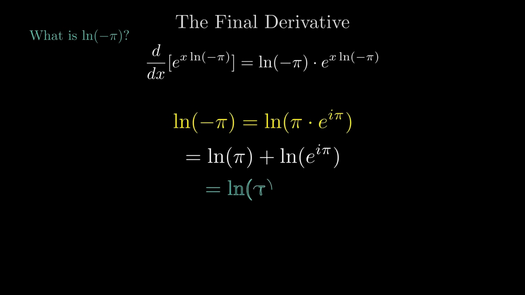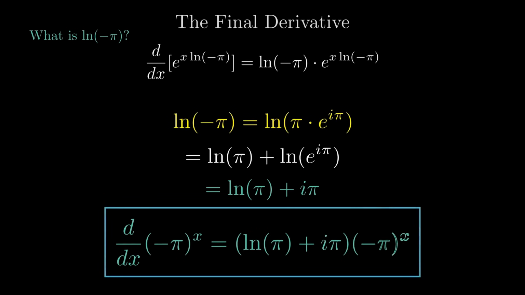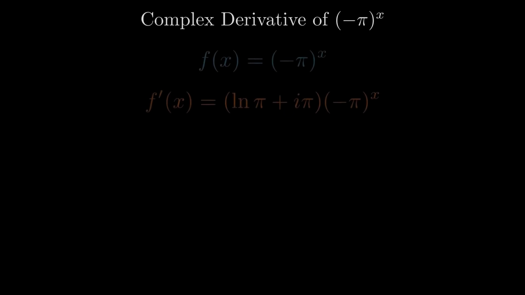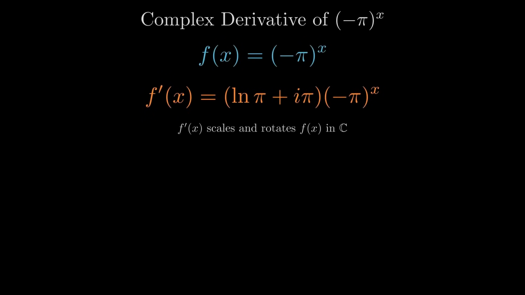Now substitute that back in. The final result is the derivative of negative pi to the x equals (natural log of pi plus i pi) times negative pi to the x. So the glitch wasn't a failure, it was a complex derivative hiding in plain sight. Now the derivative can be seen as an action. In the complex plane, f prime of x isn't just a formula, it's a transformation.